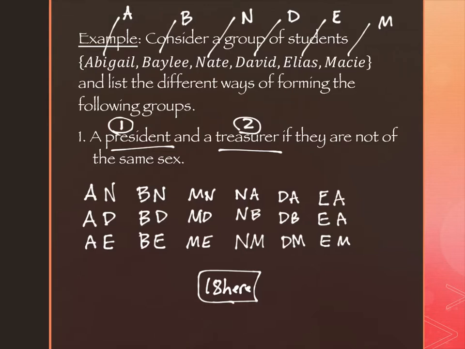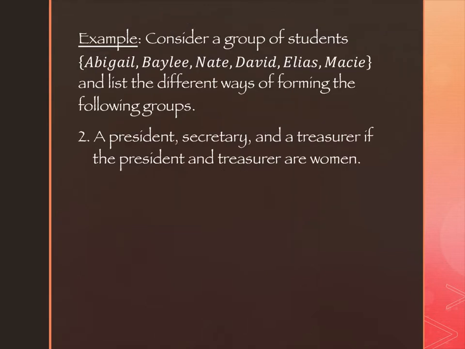So we're going to change the scenario just a little bit. We're going to create a scenario where we have 3 people we're picking. It's the same characters, right? The A, B, N, D, all that stuff is the same at the beginning.